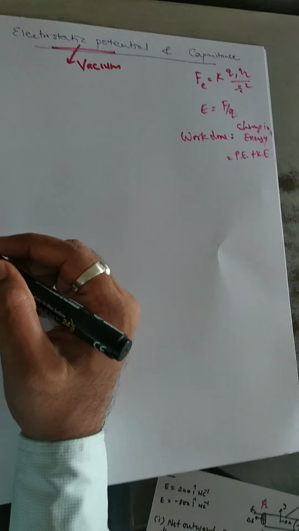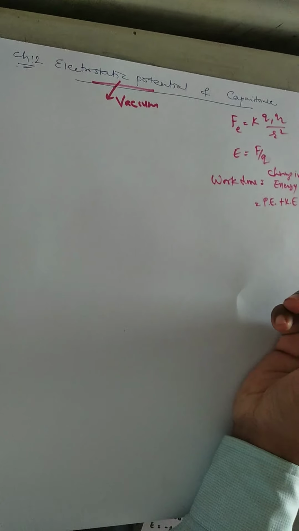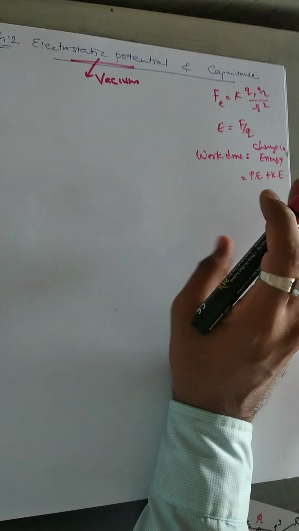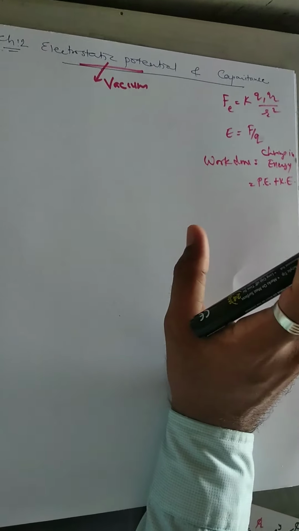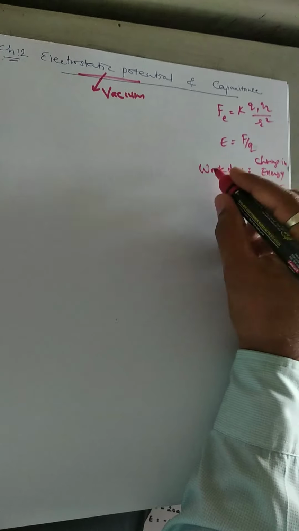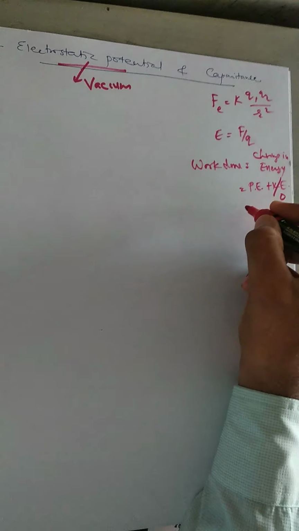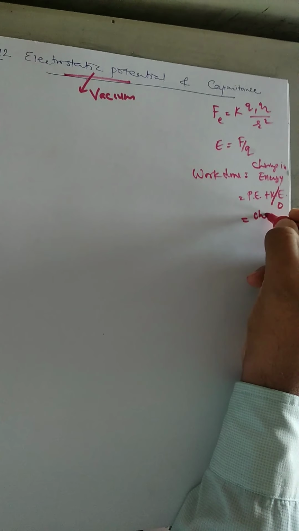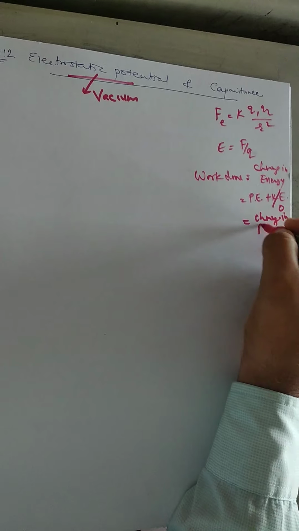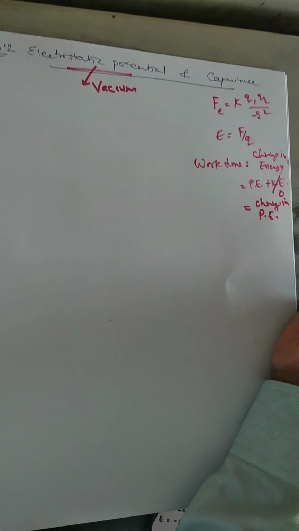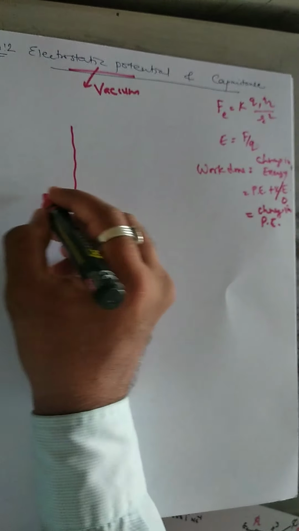So as we know, in vacuum, change in velocity will be equal to 0, and any particle will move with constant velocity. If it does not move, it will remain in its stationary state. So here we will take kinetic energy equal to 0, so that work done is equal to change in potential energy. Okay.